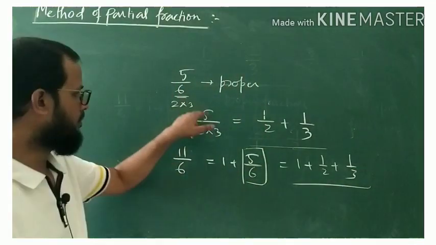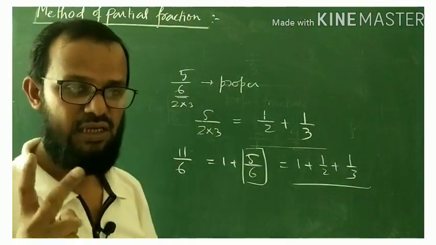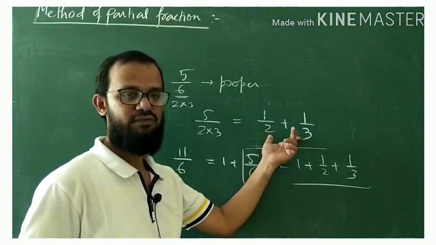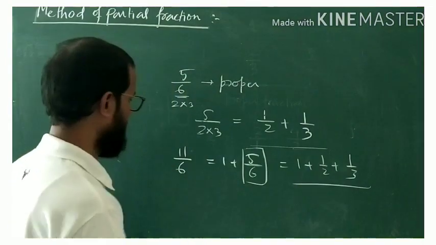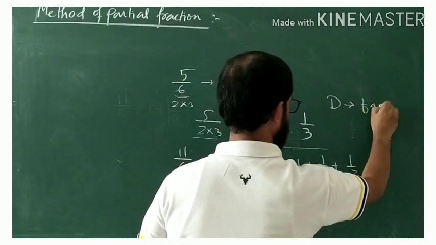So a proper fraction can directly be resolved into a sum or difference, whatever it may be, of partial fractions, if the condition is that the denominator should be factorized.